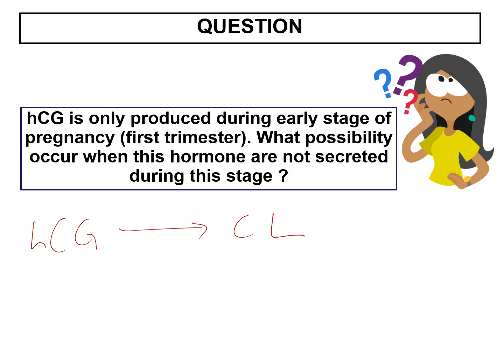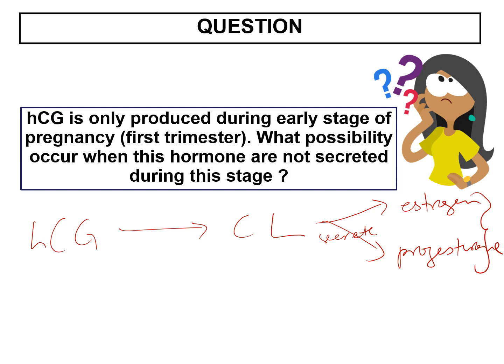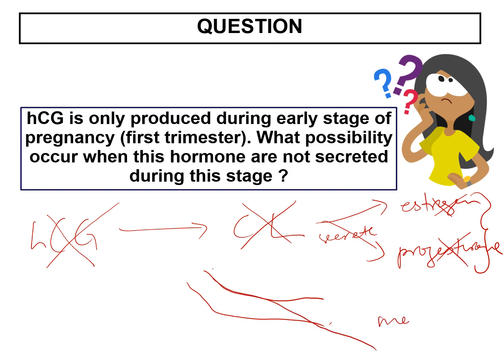corpus luteum. The corpus luteum secretes estrogen and progesterone. Without these two hormones, the endometrium will not be maintained. So when there is no HCG, the corpus luteum structure will not be maintained and will deteriorate. Thus, estrogen and progesterone will not be secreted. The endometrium will shed and cause menstruation.